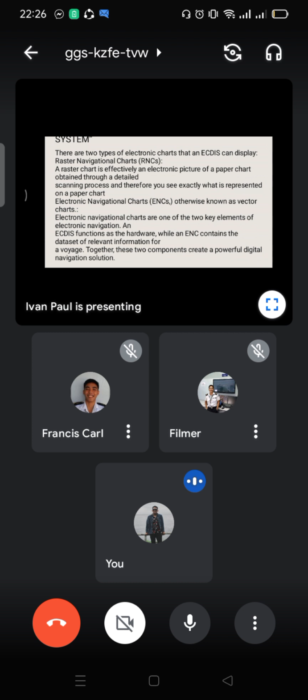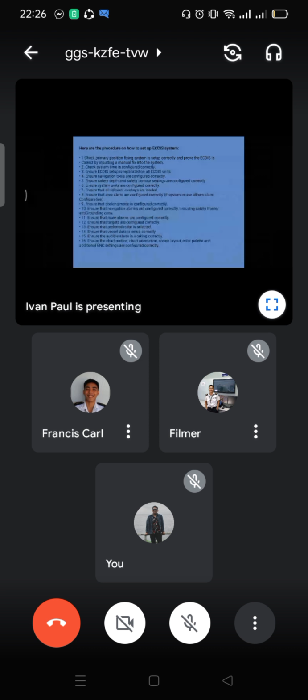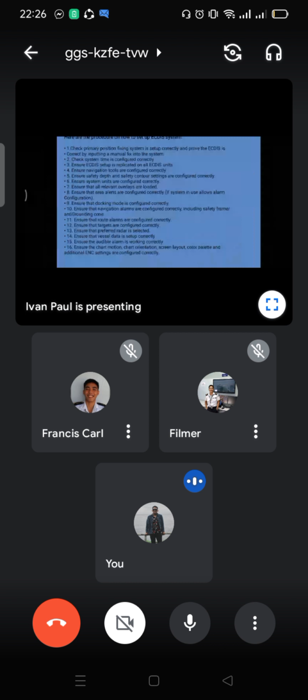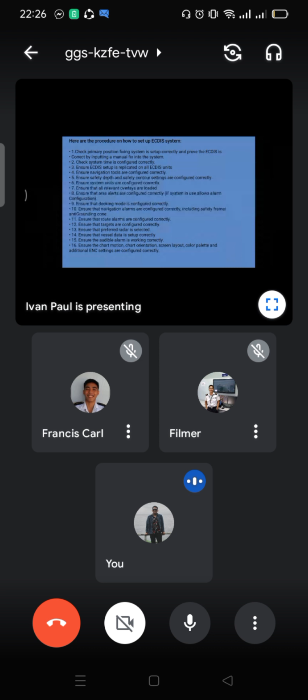Together these two components create a powerful digital solution. So, next slide please. Okay, here are the procedures on how to set up the ECDIS system.